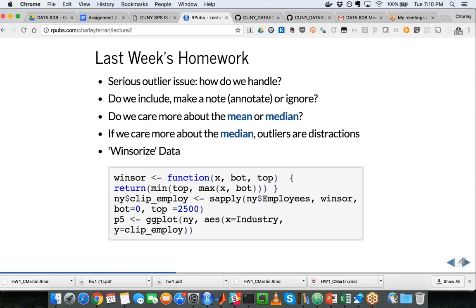And you could also think about what you might be interested in. A couple of people, I found it very interesting, made creative attempts to show both the mean and the median. And that's one of the questions that was asked here. Are you more interested in the median? Are you more interested in the mean? And that's really informed by the type of data that you're looking at.